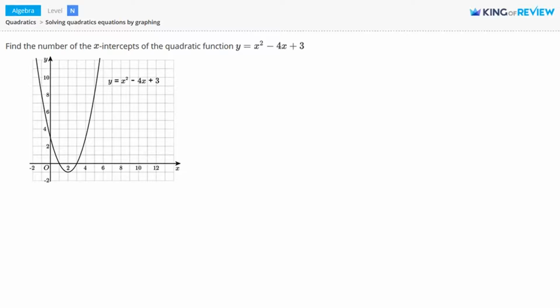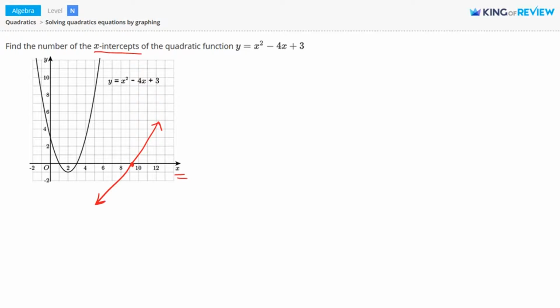Find the number of x-intercepts of the quadratic function y equals x squared minus 4x plus 3. So we're looking for the x-intercepts. If we were to plot a line, let's say it looks like this. Where does this line cross the x-axis? Well, it crosses right here at this point. The x-intercept is where the graph crosses or touches the x-axis.